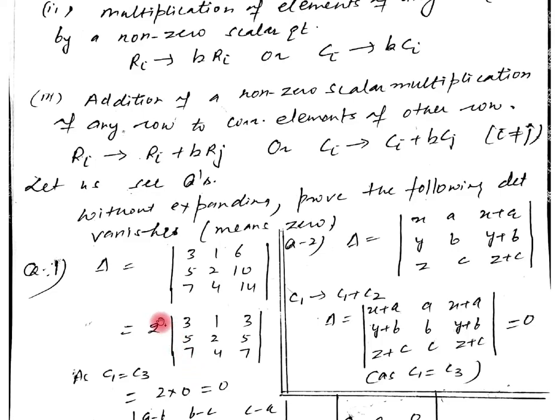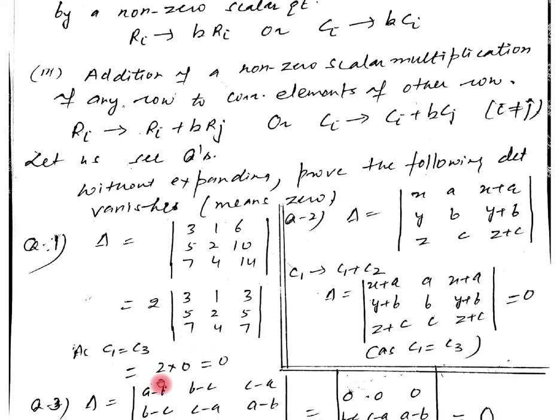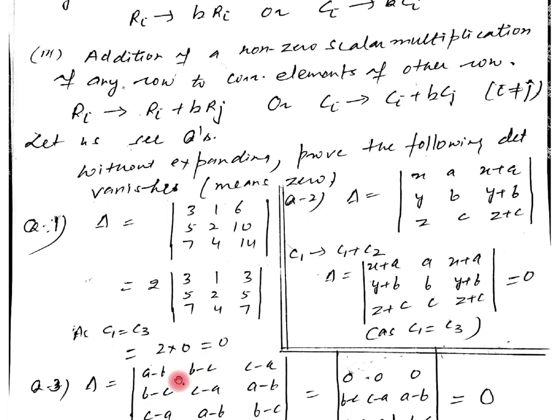Let us see the question again. We have to prove that the value of this determinant is 0 without expanding. It means one way or the other we have to apply the properties. Now this is a determinant of order 3. We can easily see that when we take 2 common from the elements of the third column, then 2 columns become identical. If 2 columns or 2 rows are identical, then the value of the determinant is 0. Let us see another question.